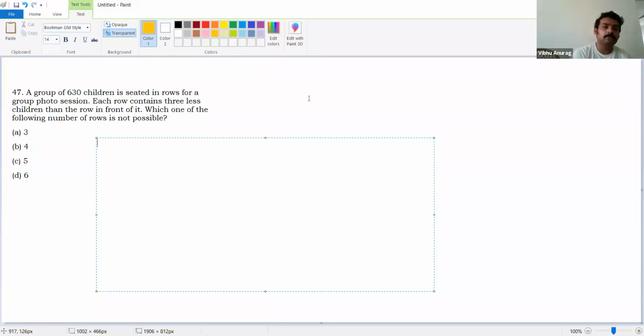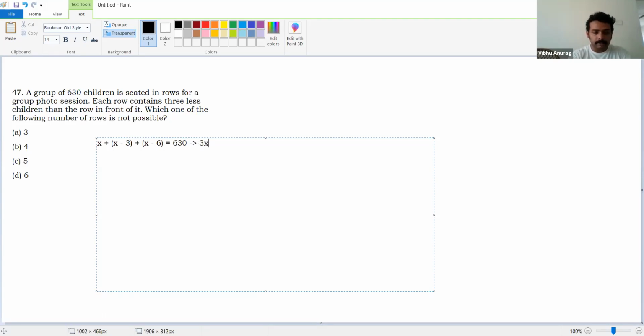If there are 3 rows, each row contains 3 less than the row in front of it. Let the front row have x children. First row has x children. Next row has x minus 3 children. And the next row again has x minus 6 children because another 3 will be reduced. This is equal to 630.